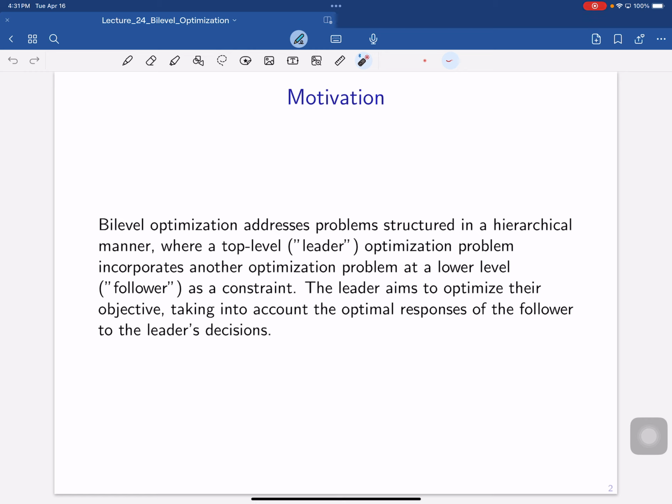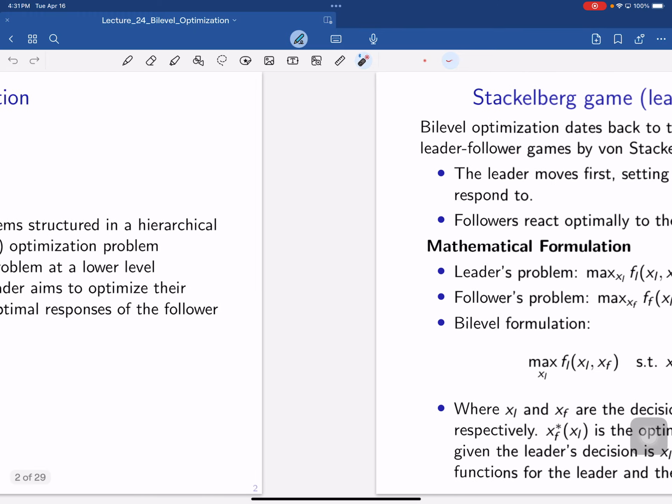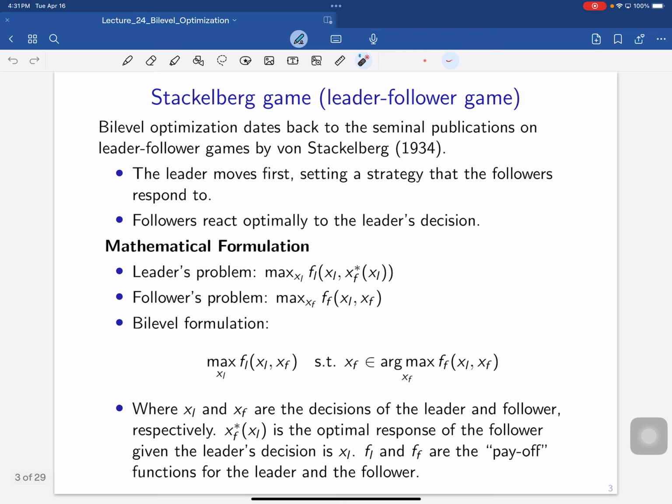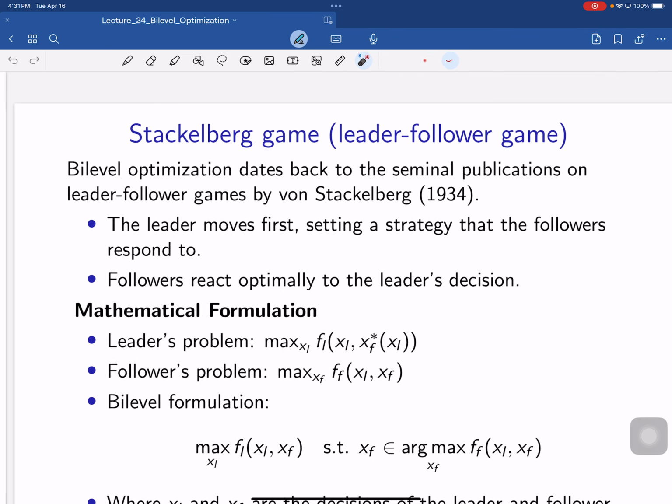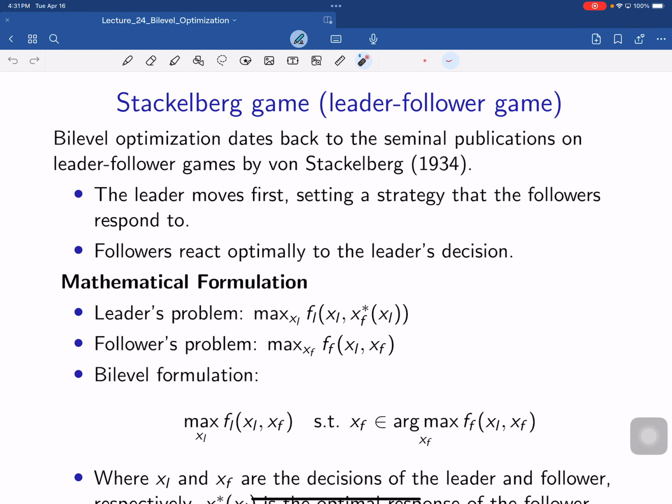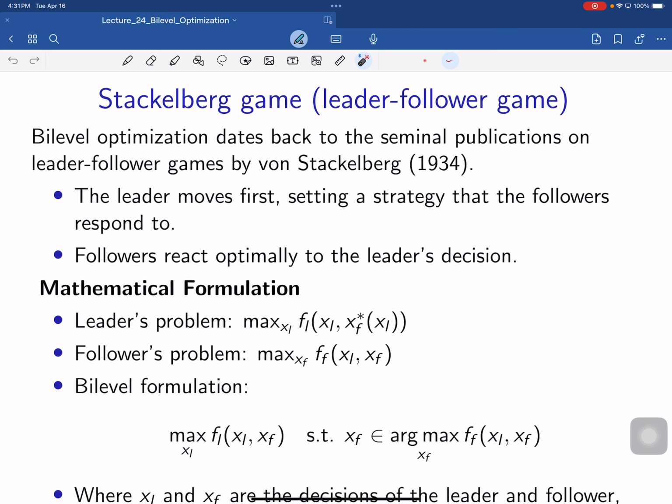If this is too abstract, don't worry about that. We will give you some concrete real-world applications. Some of you might have studied something called game theory before, right? There is a very important class of games called Stackelberg games, which is essentially the leader-follower game. It was developed by someone named Stackelberg. In this type of game, the leader moves first. The leader makes a decision, then the followers have to respond, and the followers will react optimally to the leader's decision.